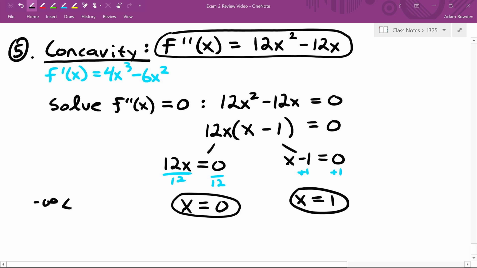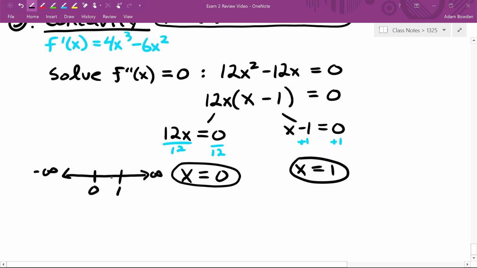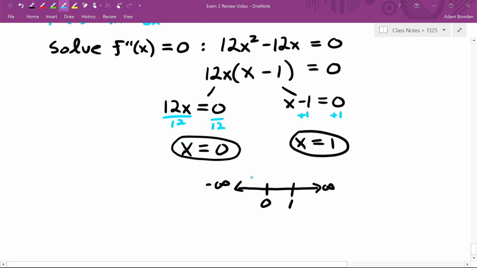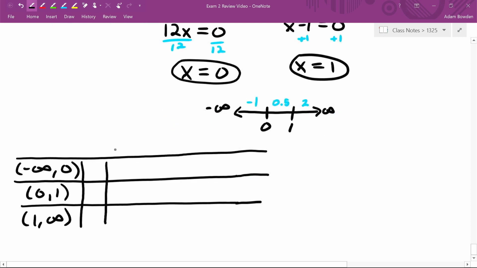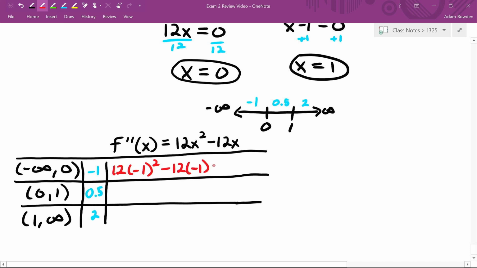Just like with the first derivative, we're going to set those up on the number line, and we're going to choose some test values. Test values we could choose here are numbers like -1, 0.5, and +2, let's say. We're going to be substituting these test values into the second derivative, so the 12x squared minus 12x. If we start with the -1 and plug that in, it would be 12 times -1 squared minus 12 times -1. That's going to equal 24.